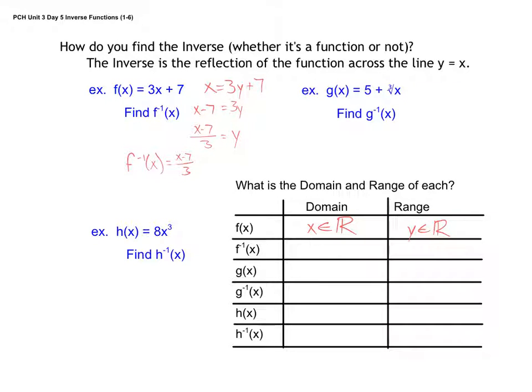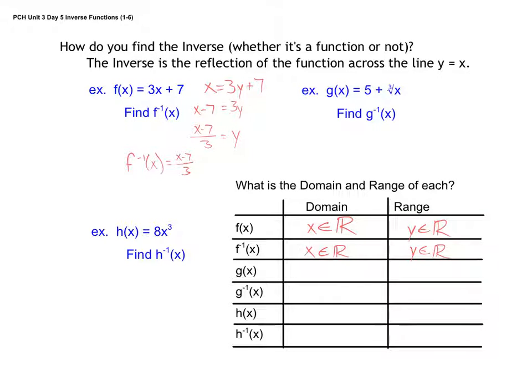By the way, if you have a linear and you flip it, you're going to still have a linear. So what's the domain of this? All real numbers. And the range? All real numbers. By the way, for lines, unless it's a horizontal line or a vertical line, the domain and range is always going to be all real numbers.